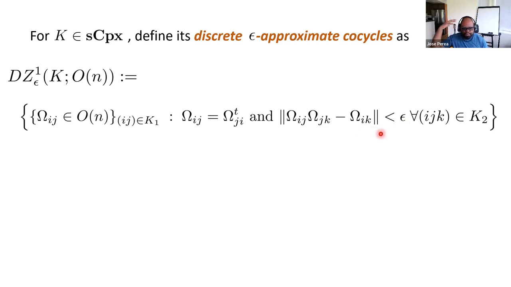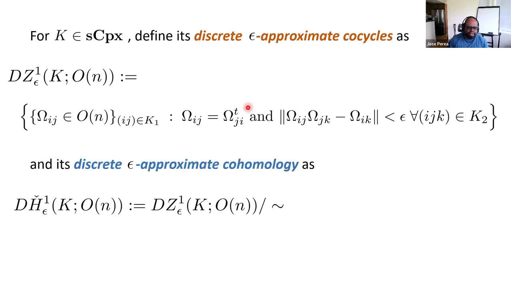So again, if you remember cohomology, in cohomology these two guys should be equal on the nose. That is the cocycle condition. But we're weakening it to allow for inequalities, right? So that the cocycle condition is not satisfied exactly, but perhaps up to some error epsilon, okay? So that's what we call epsilon approximate cocycles.